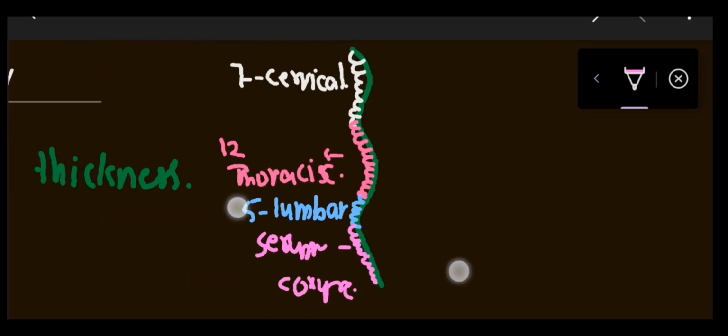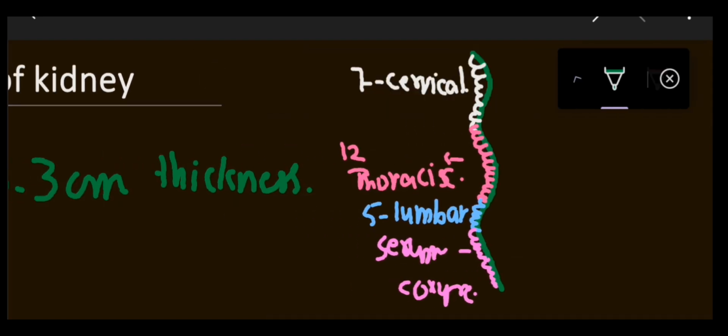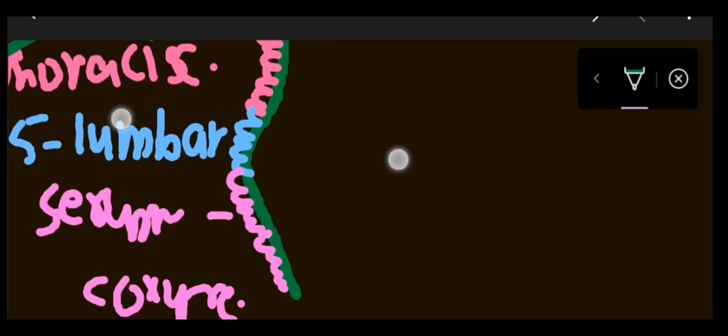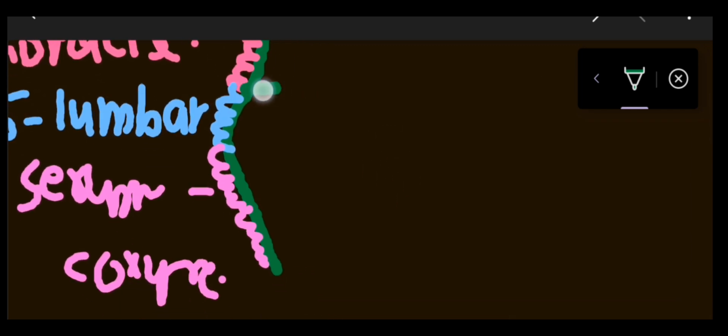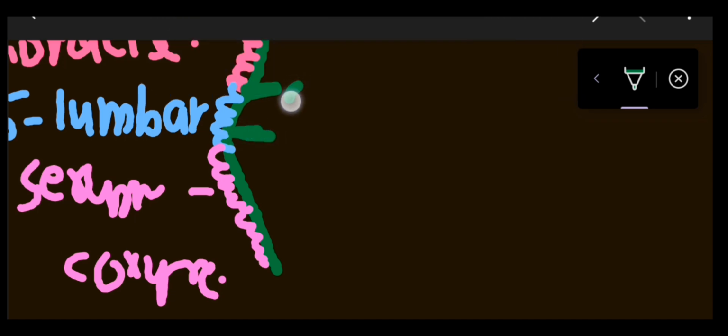Now, if we look at the position of the kidney, the kidney is located somewhere here. It will start from the last of the thoracic, meaning from the 12th thoracic, and end at the third lumbar. So the position of the kidney is somewhere like this. Here the kidney is present.